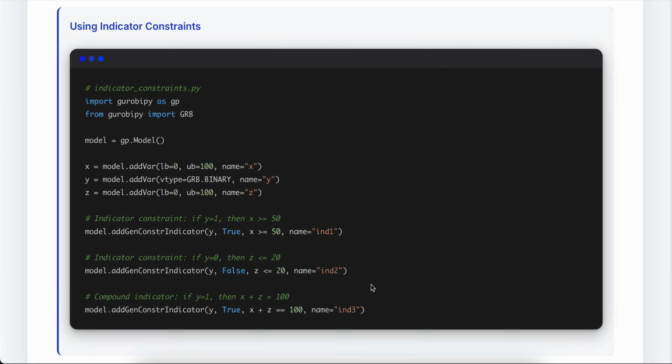We can even handle more complex requirements like a compound indicator. And this enforces that the sum of x and z must equal 100, but only when our switch is active. It makes the model far more readable and helps the solver's internal algorithms work more efficiently. And we can continue.